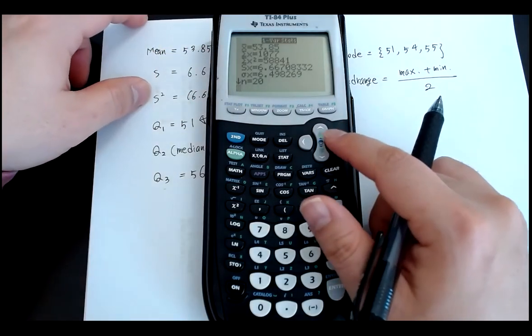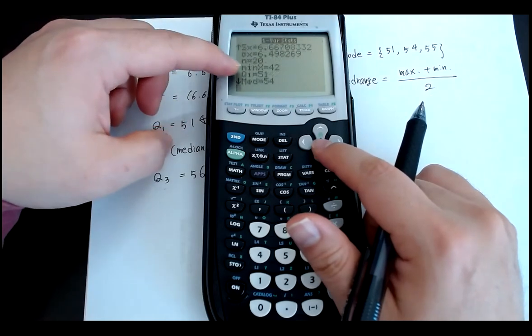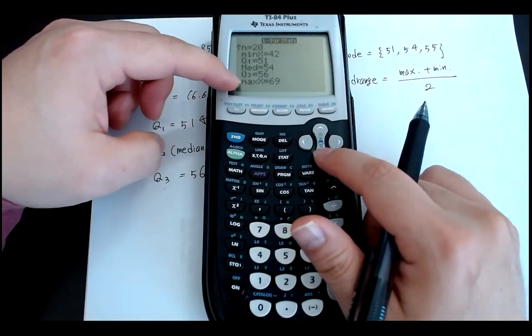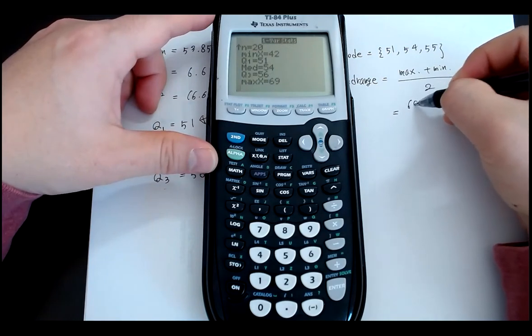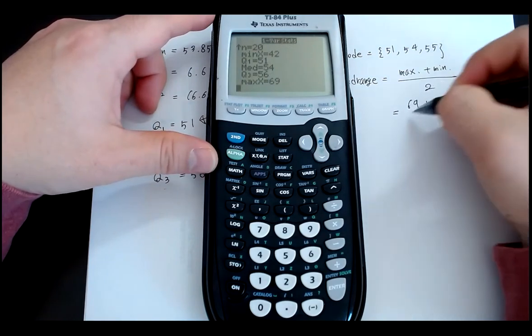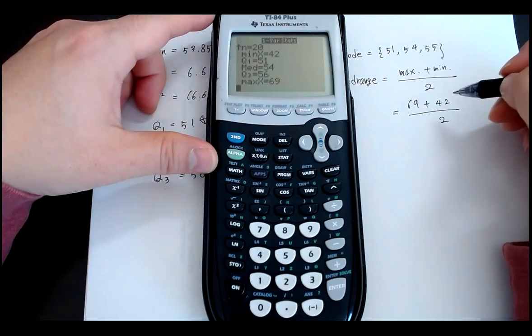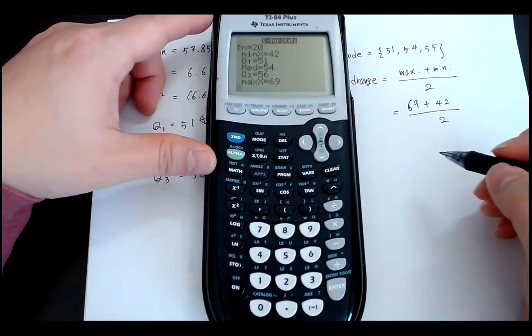Then you see here the minimum is 42 and the maximum is 69, right? So this is 69 plus 42 divided by 2. Okay, so that's the mid-range.